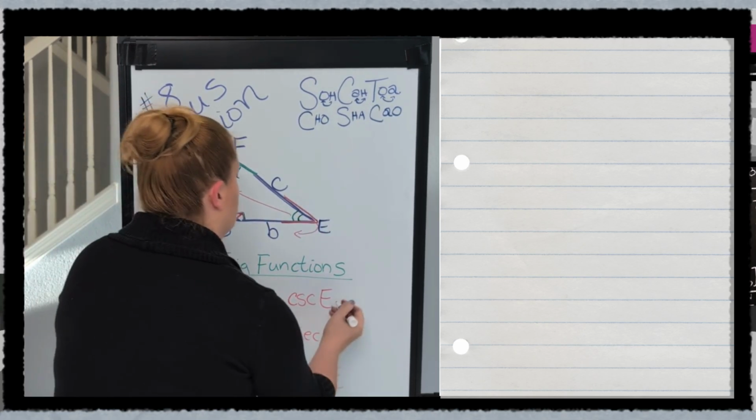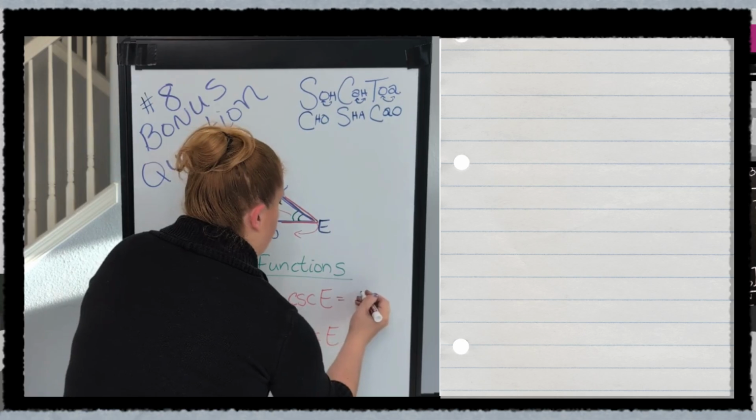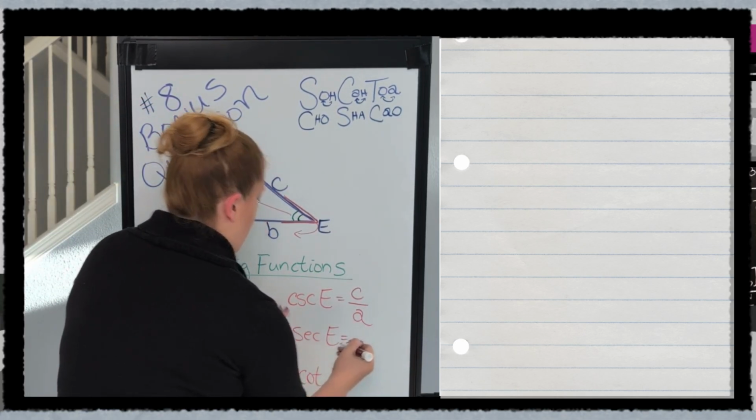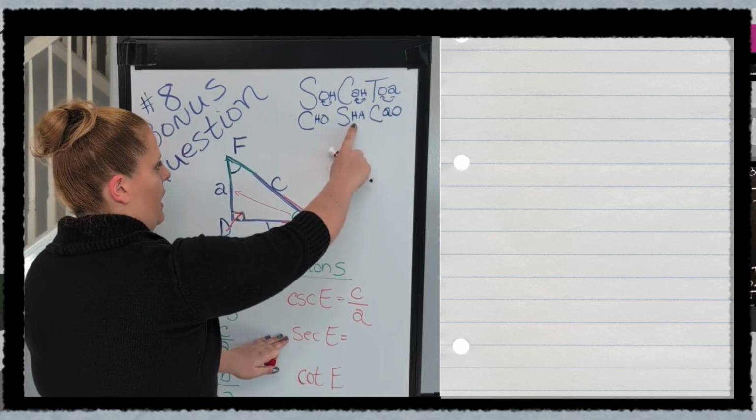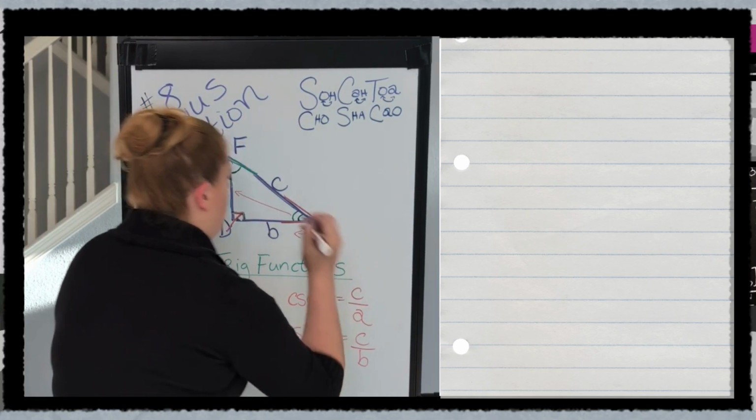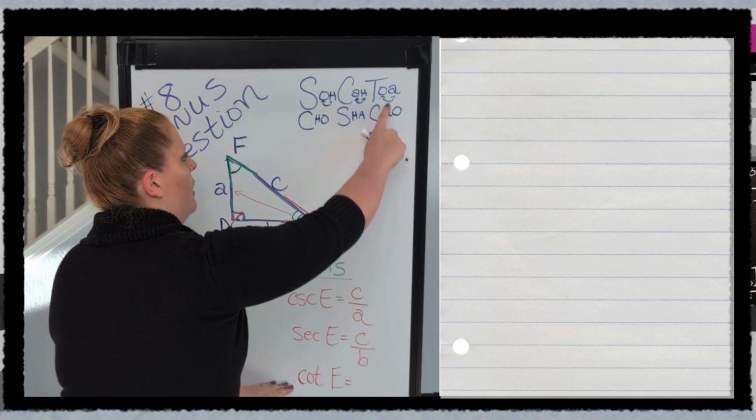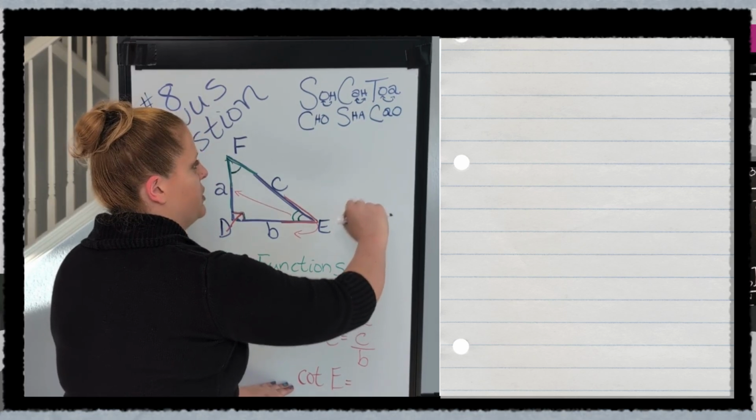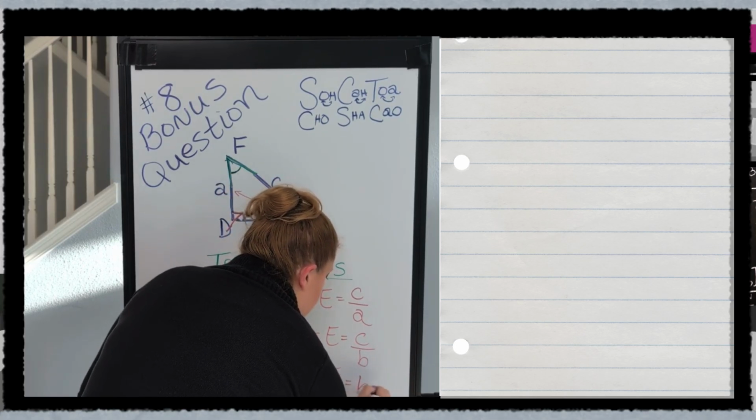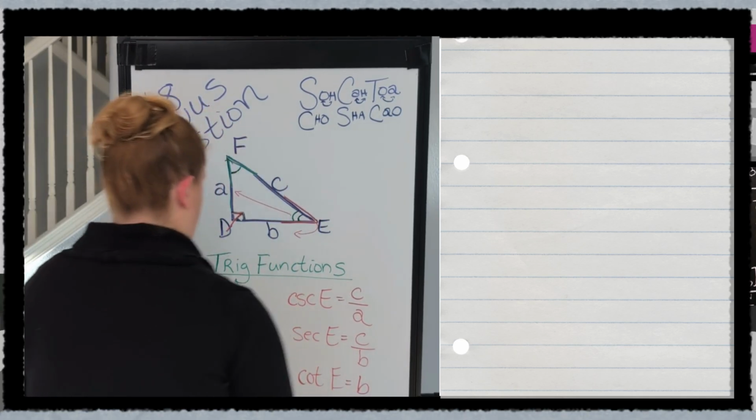Okay? So cosecant, hypotenuse opposite. Secant, HA, hypotenuse adjacent. Cotangent, switch up that tangent, that TOA. We have AO, adjacent opposite. My adjacent is B, and my opposite is A.